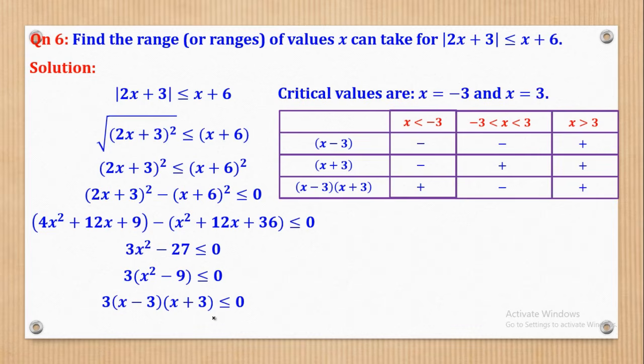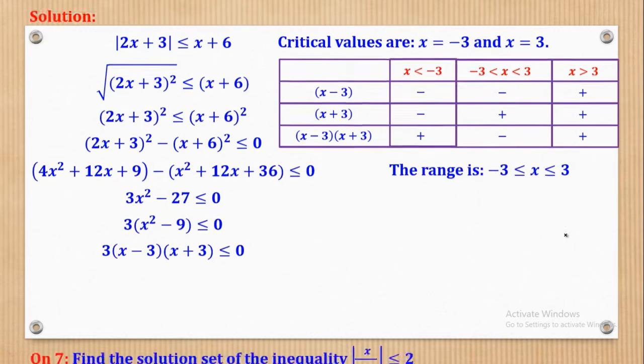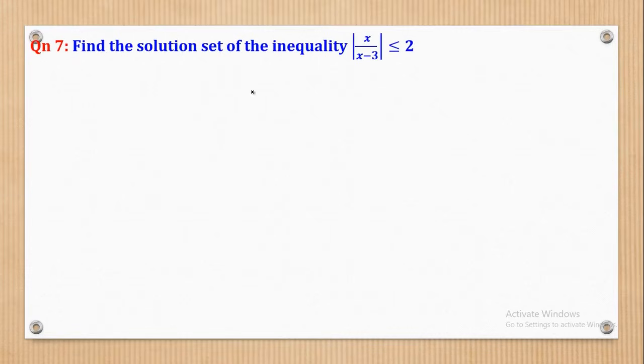Less than 0 meaning that we're interested in the negative, so these are out, this is out, and this is out. Therefore the solution set will be that. And so now we shall go to question 7, which says find the solution set of the inequality that.